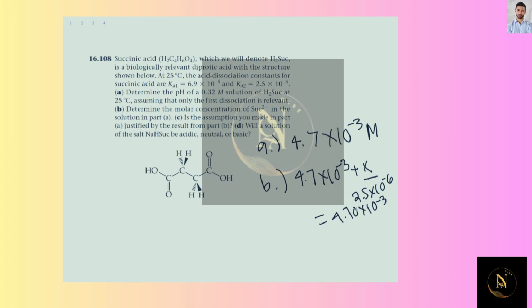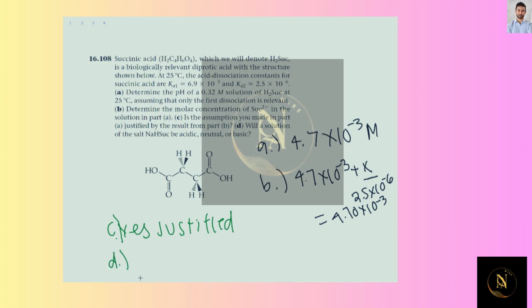The pH in B is equal to that of A, and the reason is because the change during our ICE table was so much smaller in B than it was in A. And the change was 2.5 times 10 to negative 6. So it was almost 1,000 times smaller in change in B than it was in A. So yes, it is justifiable, because the change in concentration in A was greater by 1,000 times than the change in B.